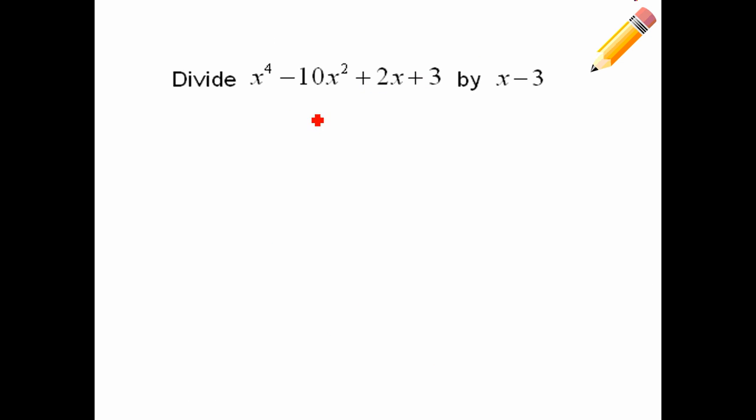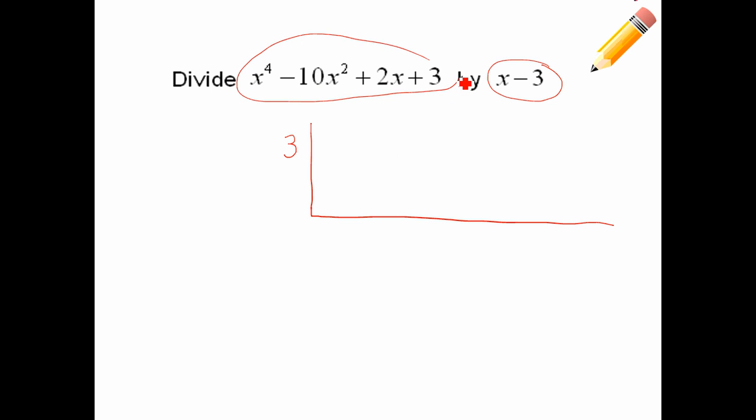Let's take a look at another example here. So we're going to set this one up the same way. On the outside, I'm dividing by x minus 3, so I'm going to place the solution to that, which is just regular number 3, positive, okay? In the inside, we're going to use the coefficients of this polynomial. But notice it is in standard form, but do you see how the x to the third term is missing? That's going to be important because when we place our coefficients in this box here, we're going to need to place a 0 for that placeholder.